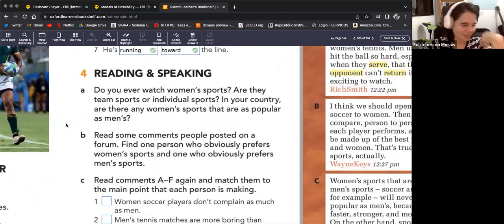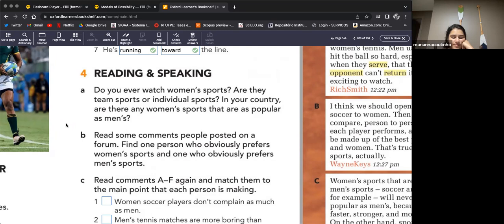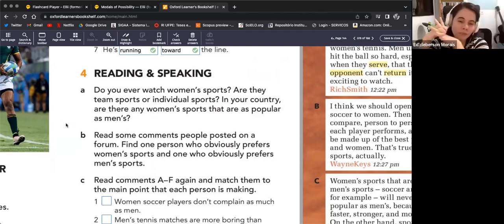Letter A. Do you ever watch women's sports? Do you like watching women's sports? Yeah. Like volley. I like volley. I prefer women's volley than men's. I think men's are too fast at volley. I prefer women's. I don't like men in volley. I like tennis, women's. I like everything, but I prefer volley.